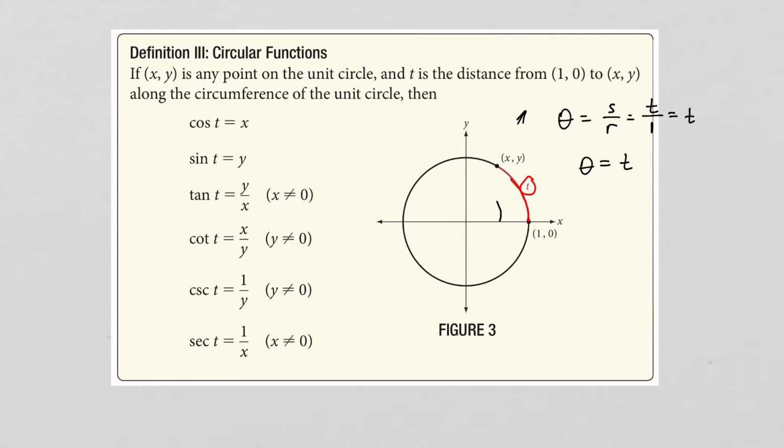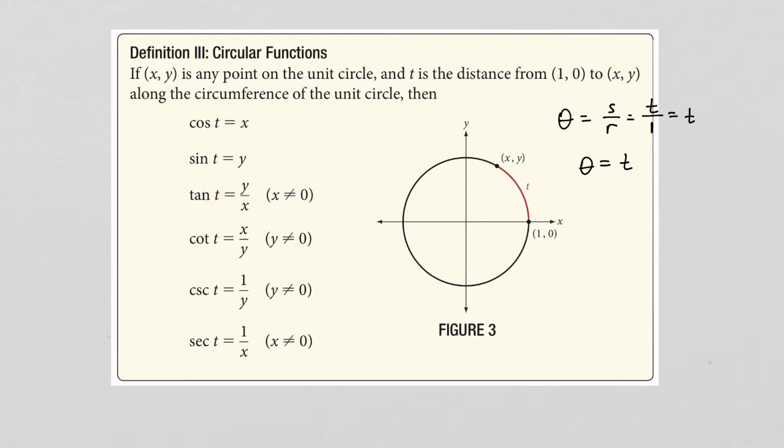So let's go back to that definition now. If (x, y) is any point on the unit circle and t is the distance from the point (1, 0) to the point (x, y) along the circumference of the circle, then we have the following relationships. The cosine of t equals x, sine of t equals y.